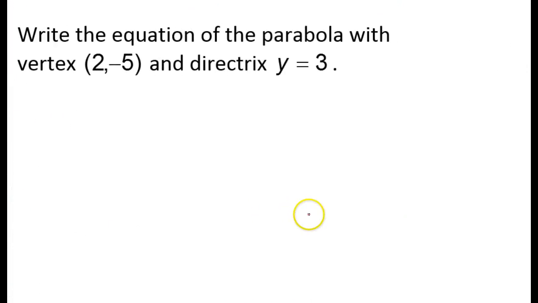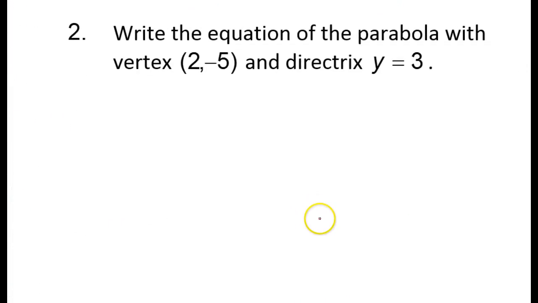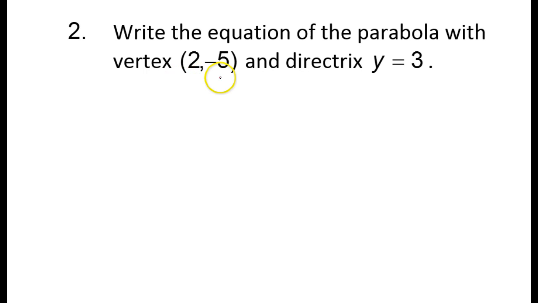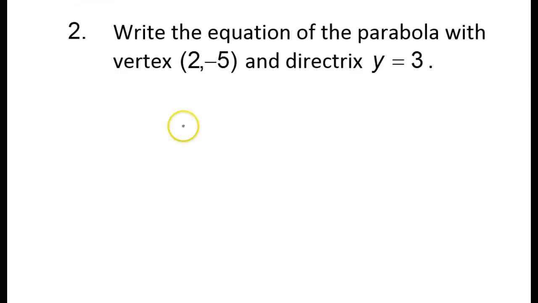Okay, problem number 2. Write the equation of the parabola with vertex 2, -5 and directrix y equals 3. When I give you some information like this and I'm asking you to come up with an equation, the key is to make a diagram.